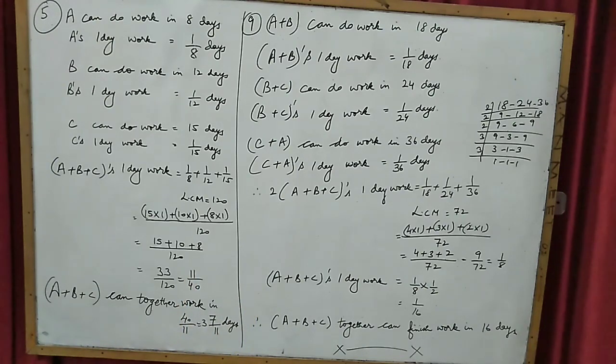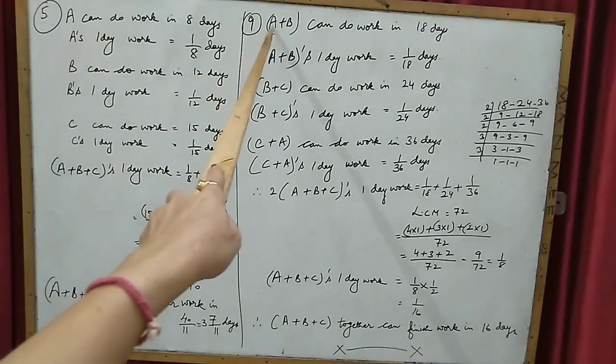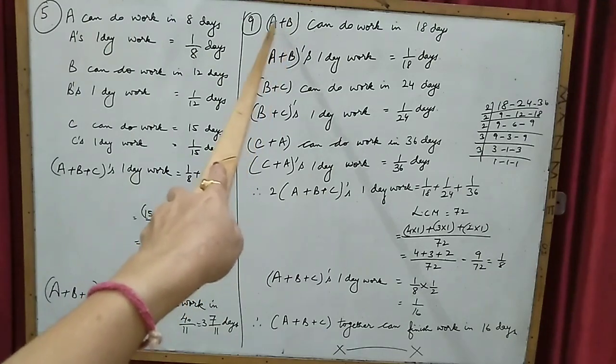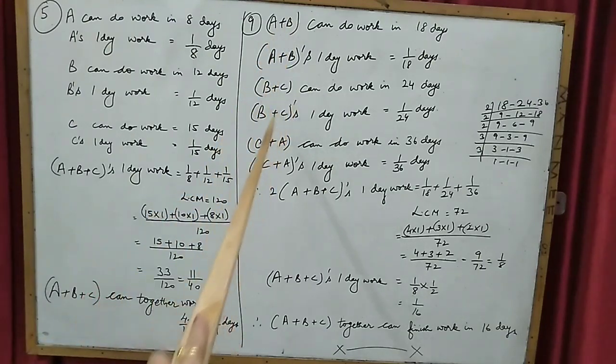Now children, see the next page of your book, page number 97, sum number 9. Here A and B can do a piece of work in 18 days, B and C can do it in 24 days, C and A can finish it in 36 days. In how many days can A, B, C finish it if they all work together? Now see children, here two are given together: A, B, B, C, C, A.